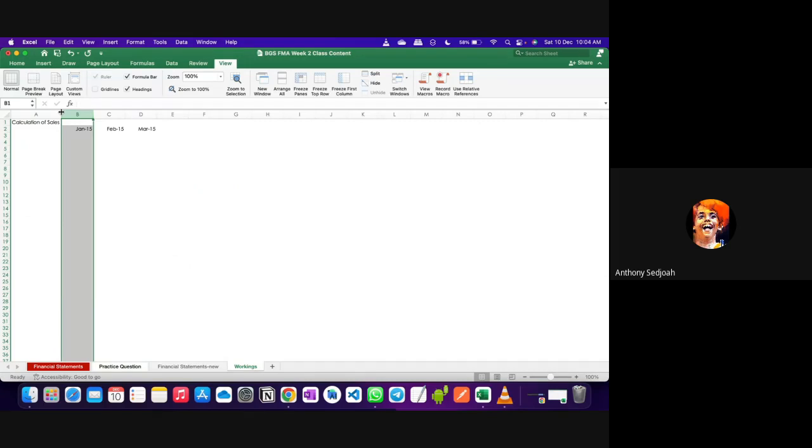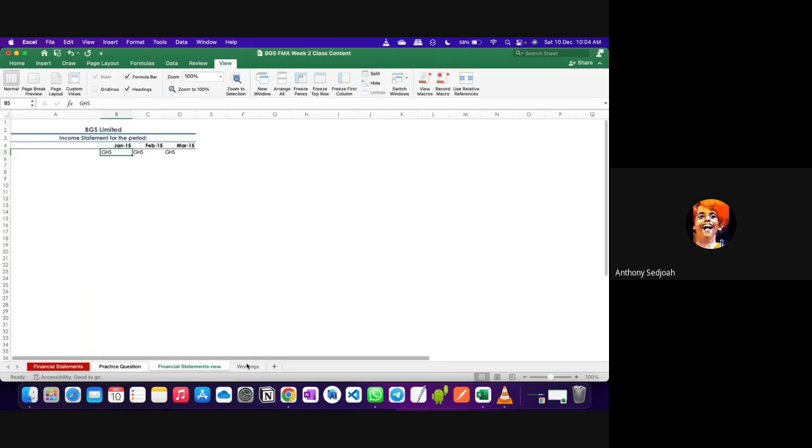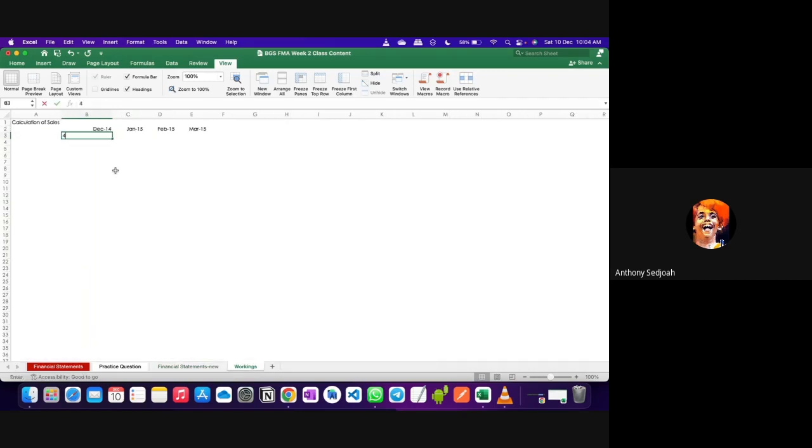So I was saying that to make my cell referencing easier, I'm going to add December 2014 here. In December 2014, there's 400,000. So January 2015 will be this times 115%. And I can drag to the right.